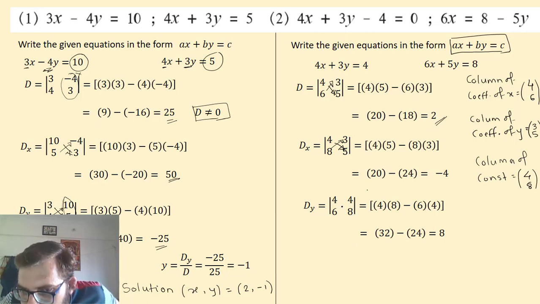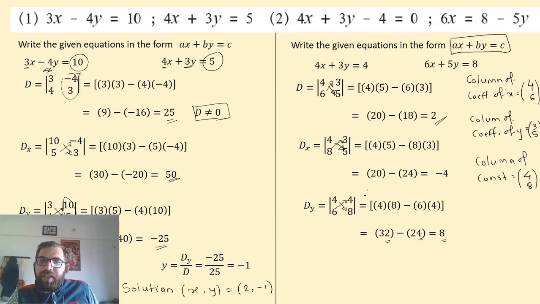Okay, how to solve this? 4 is multiplied with 8 and 6 is multiplied with 4 and subtracted. So 4 into 8 minus 6 into 4. 4 into 8 will be 32, minus 24 will be 8.